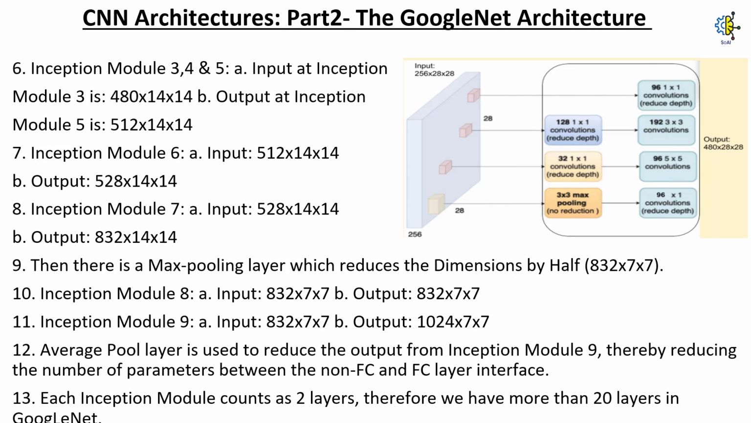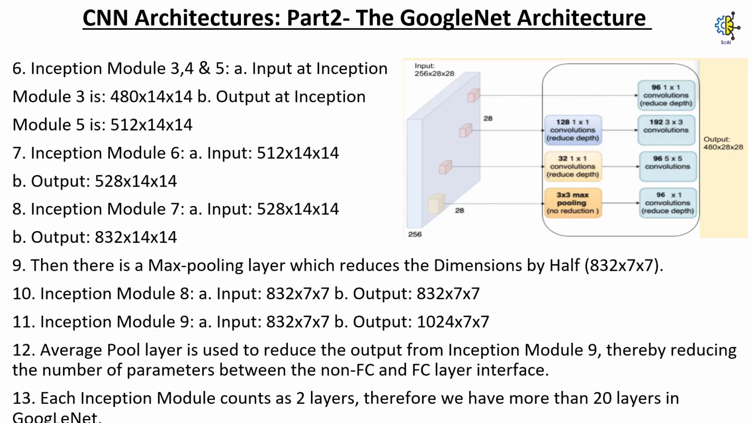Similarly for module 7. Then there's a max pooling layer which reduces the dimensions by half. Inception module 8: the input is 832 by 7 by 7 and the output is 832 by 7 by 7. Inception module 9: the input is 832 by 7 by 7 and the output is 1024 by 7 by 7.